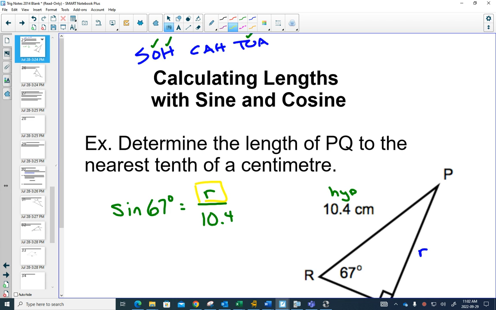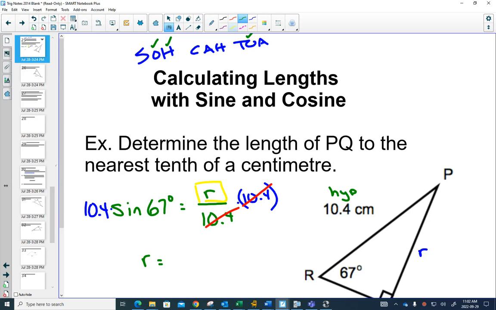And then our job is to use algebra to get the variable by itself. This is the easier one, since the variable's in the numerator. How could I get rid of the 10.4? Multiply both sides by 10.4. If I multiply that side by 10.4, it'll simplify away. And then I have r all by itself.